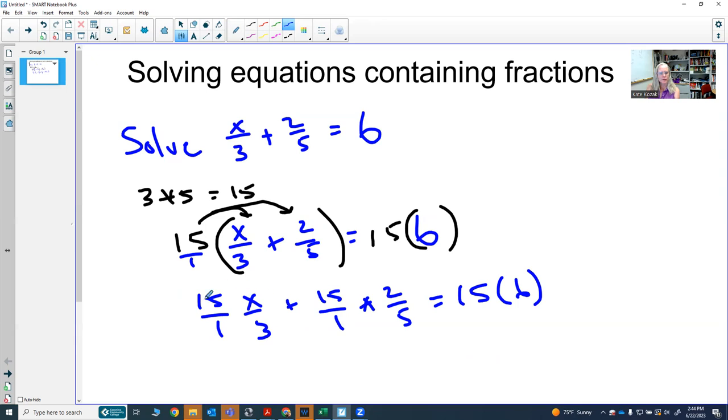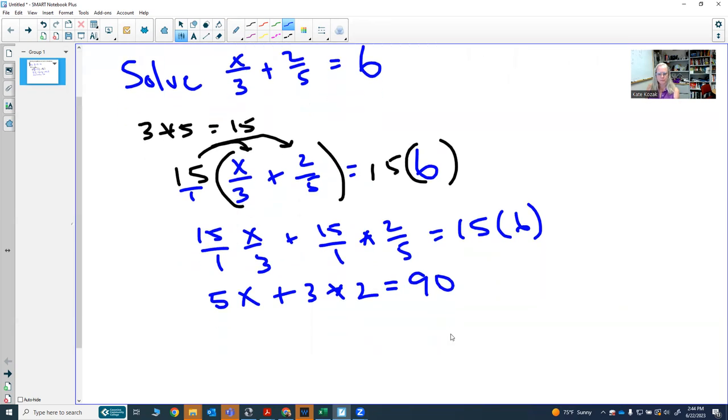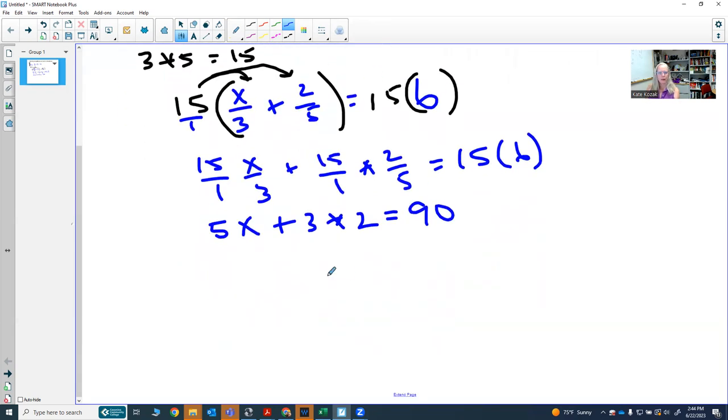You've got 15 over 1 times x over 3. You can simplify this. Notice that 3 does divide into 15 5 times, so you get 5x here, plus 15 over 1 times 2 over 5. Again, the 5 goes into 15 3 times, and you have 3 times 2, which is equal to 15 times 6, which is 90. That gives me now 5x plus 6 equals 90.